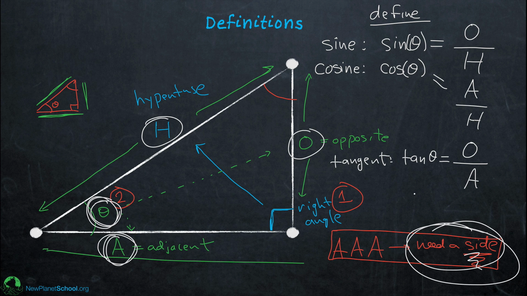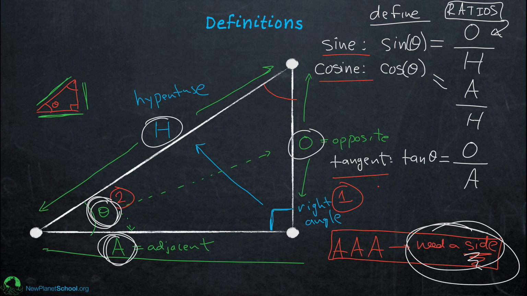But with these trigonometric functions, I really can only get these ratios. And these are the important ratios. These are the definitions of the trig functions: sine, cosine, and tangent.